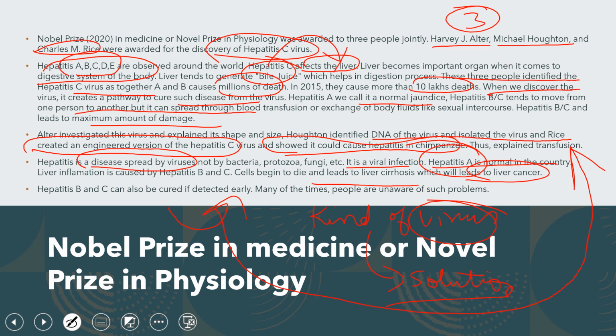It is not that we can't cure hepatitis B and C, but the issue is that we have to detect it early. If we are able to detect it early, then we can cure that patient. Otherwise it will be very dangerous. Many times people are unaware of such problems happening within their body, and at a late stage of the disease they realize they are suffering from that virus.